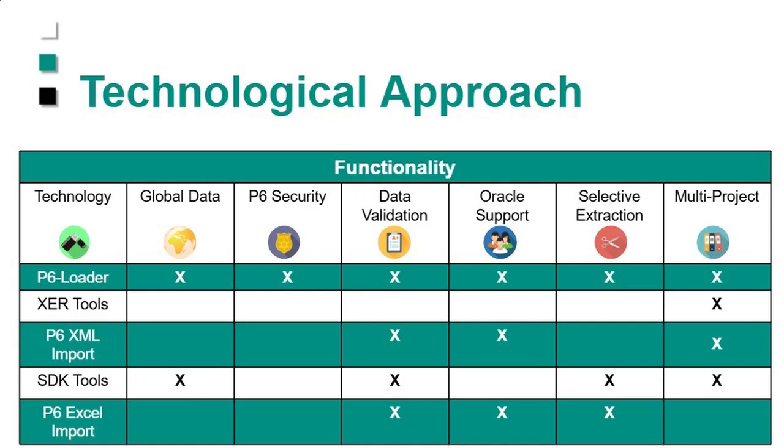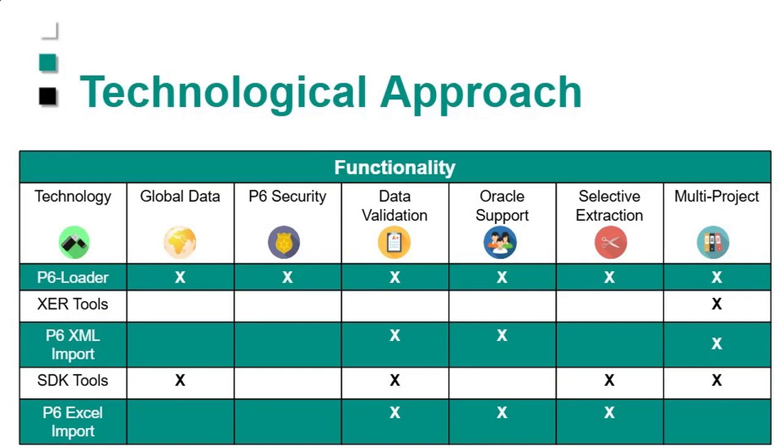And then previously, this is now not supported and deprecated, but Oracle used to have an SDK tool, which could work with global data, and it would validate, and you could do some selective things on that. But it didn't adhere to any of the security that you had out there for a user. If a person was going to be using the SDK tool, they had to have full access to the database, or a super user. Now with Excel imports from P6, you get your validation, you're going to get your support, and you have selective extraction, but you can't do multi-projects. The security, again, has to be a project super user type of security, and it's not going to include your global data as well.